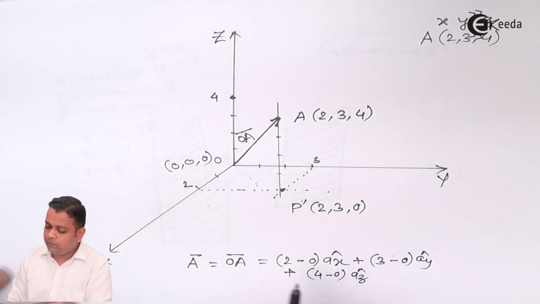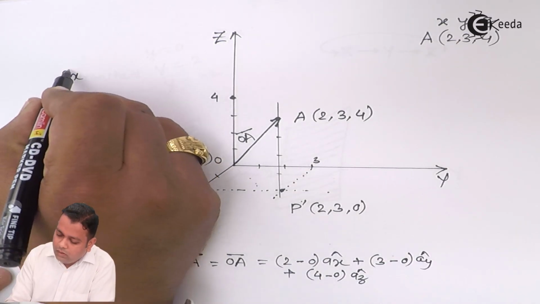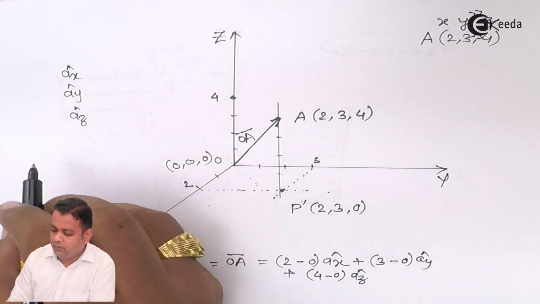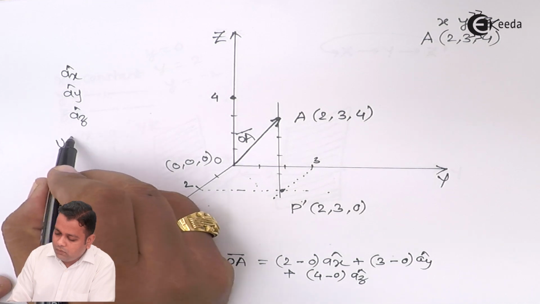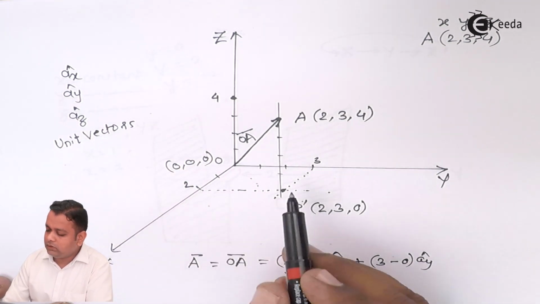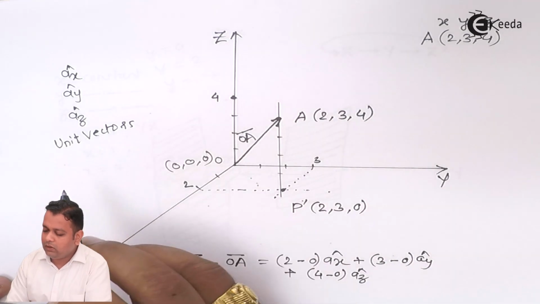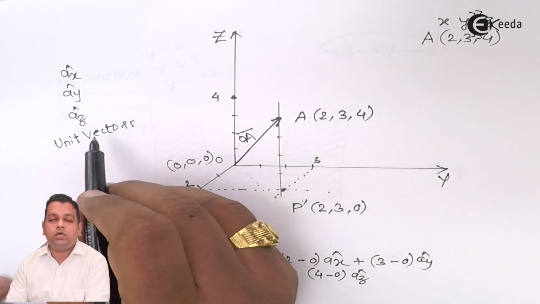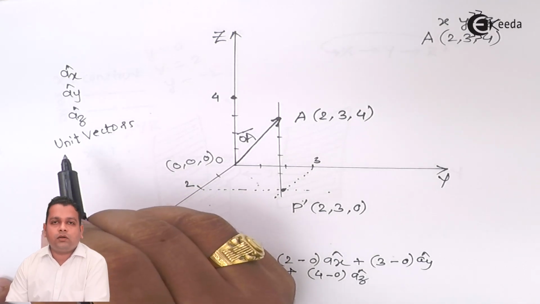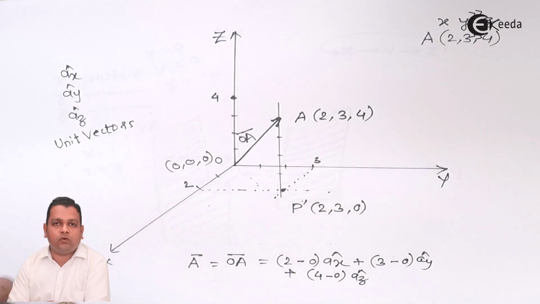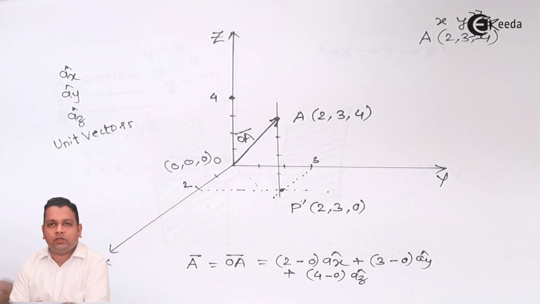Now what are these ax cap, ay cap and az cap? These are called unit vectors along capital X, capital Y and capital Z directions. Unit vectors: the word unit vector means the vector has unity magnitude. Unity magnitude means magnitude equal to 1. So it represents only the direction of the vector.